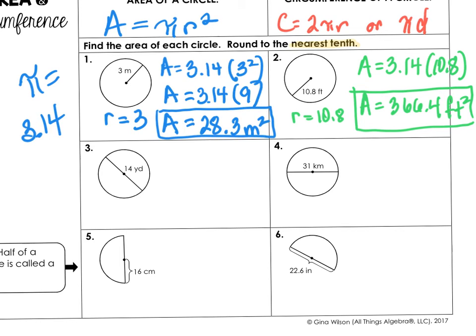Okay, now we'll use red. Now what do we have? It's all the way across. Longer word, longer line, longer word. So we have our diameter equals 14. So our radius is half of that. Half of 14 is 7.